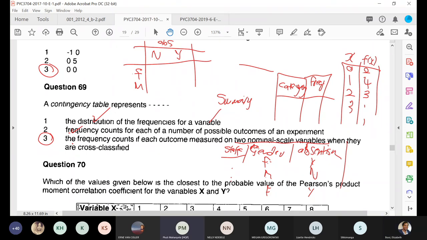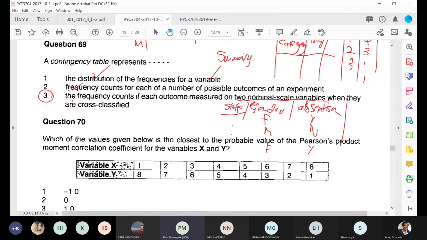I was just, you know, what do you call it? What's the word? That nominal scale thing just threw me off a bit. Okay. And I'm sorted, thanks.